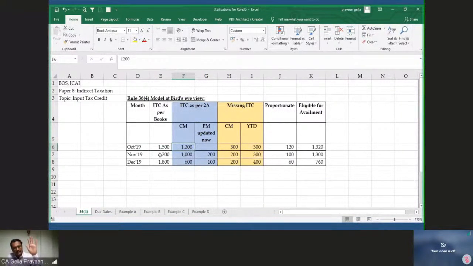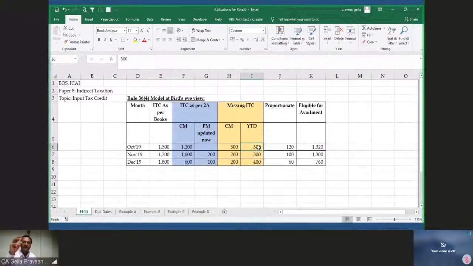So out of books, 1500, only 1200 is appearing. How much is missing? 300 is missing. How do we get this formula? 1500 minus 1200, I get a simple 300. Why I started from October: this mechanism of rule 36 started from October 2019. Because this is the second attempt after this provision was inserted, it is very, very important from the examination point of view.